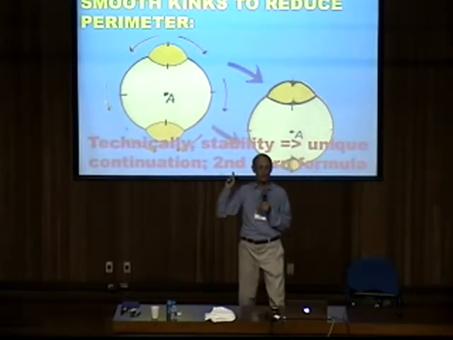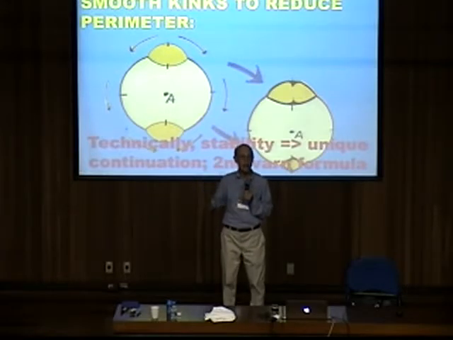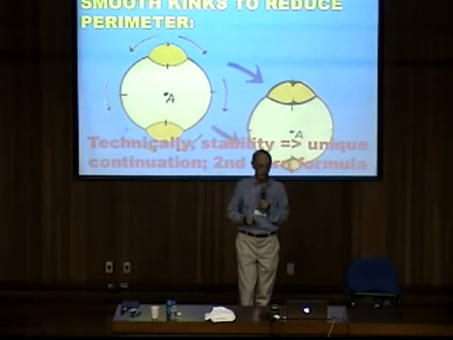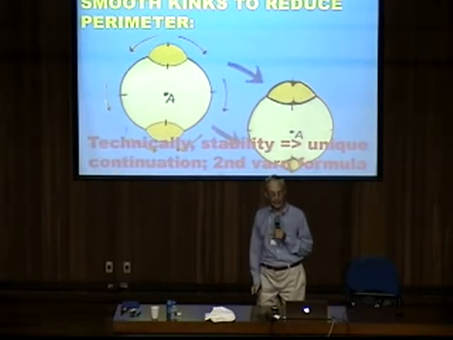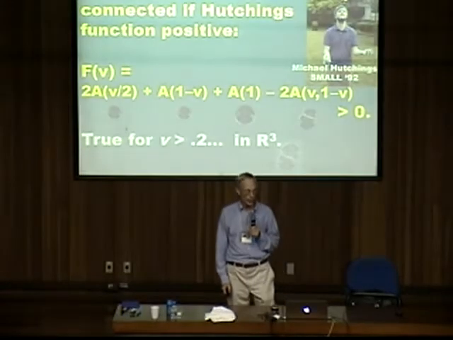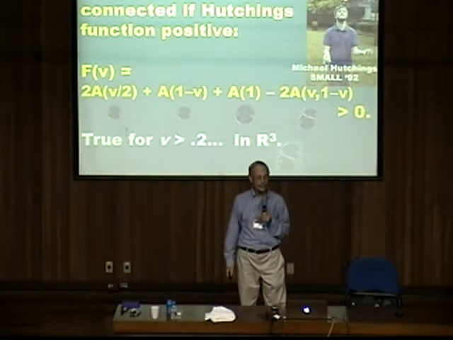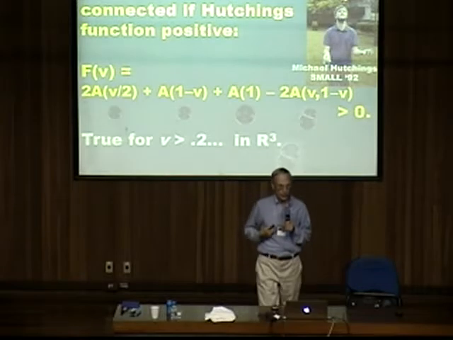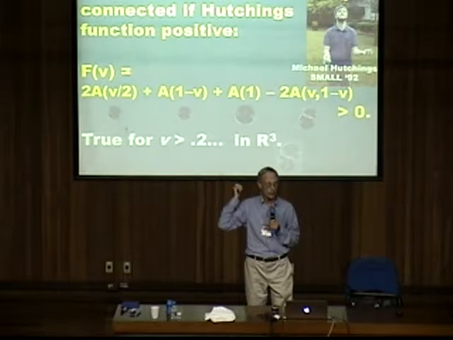It only works here, though. In this case, I did it when each bubble was connected. Both regions of prescribed volume were connected regions. And to prove things like that, there was a whole theory developed by one of my former students, Michael Hutchings, who had this little test. He said, look at this function, and if it's positive, so a region of volume fraction V is connected if this function of V is positive.